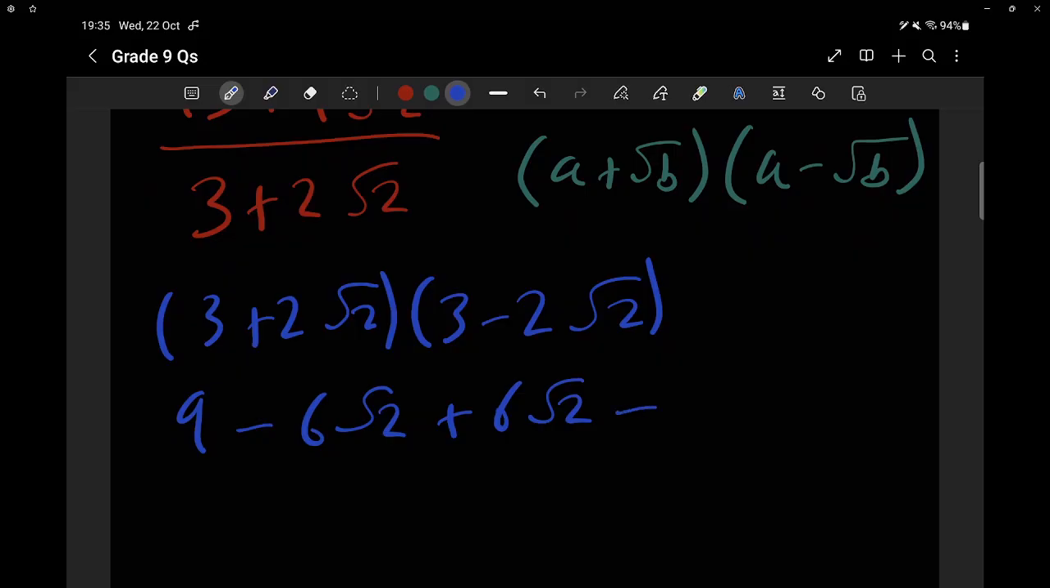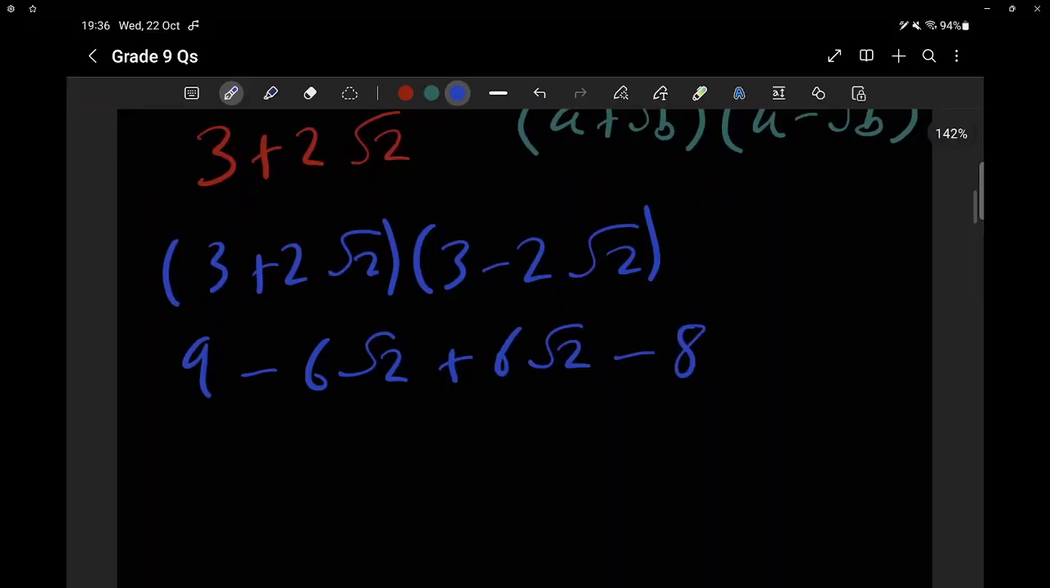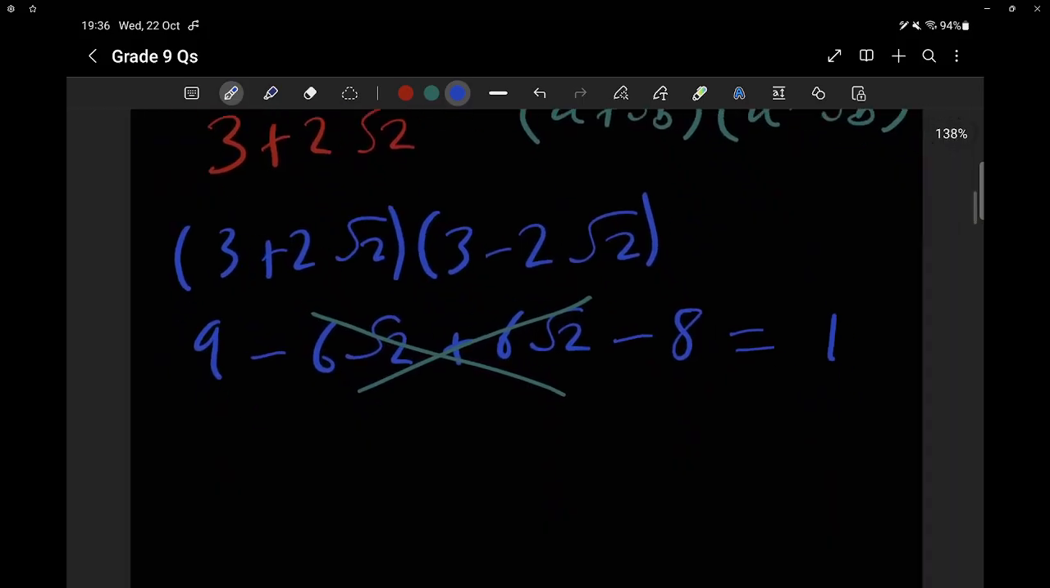Root 2 times root 2 is 2. 4 times 2 is 8. So we know that these cancel out here, and we're left with 9 take away 8, which leaves us with 1. So that's going to be our denominator. That makes it nice and easy.